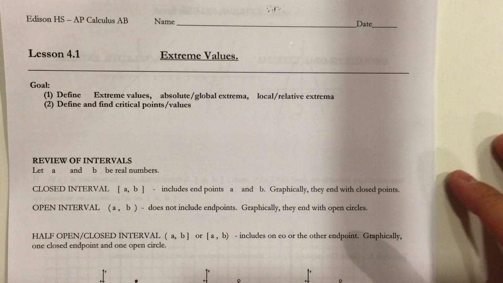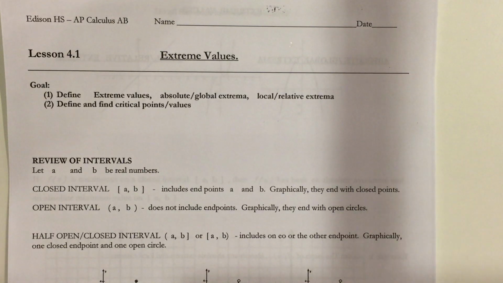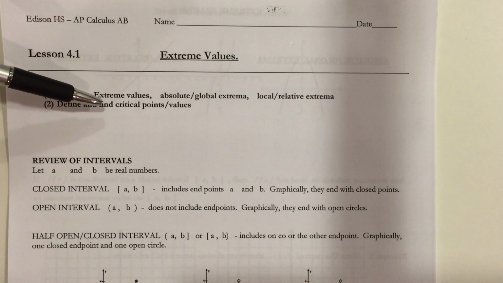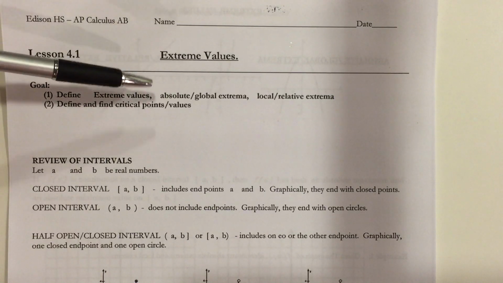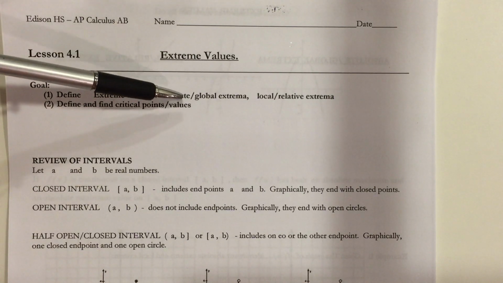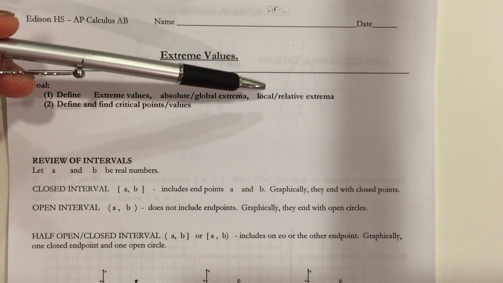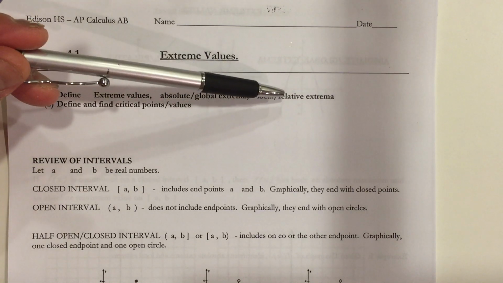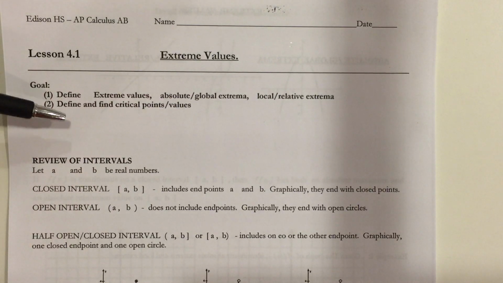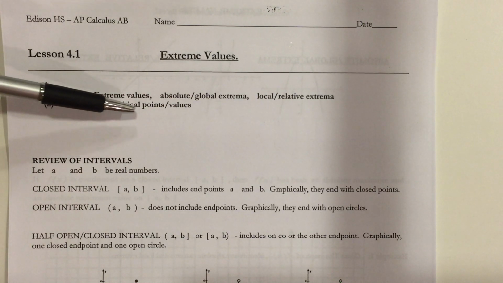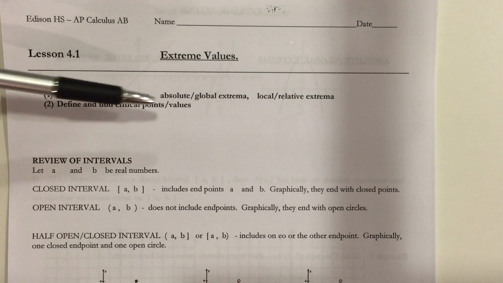Lesson 4.1 on extreme values. A couple of things we're going to try to accomplish in this lesson. First, you need to know what extreme values are. Also know absolute or global extrema, local or relative extrema. Define and find critical points or values.